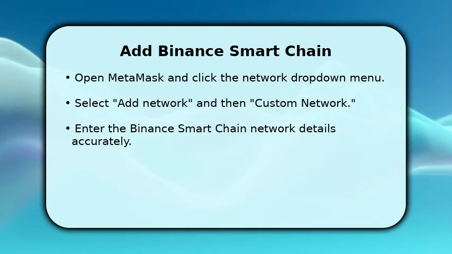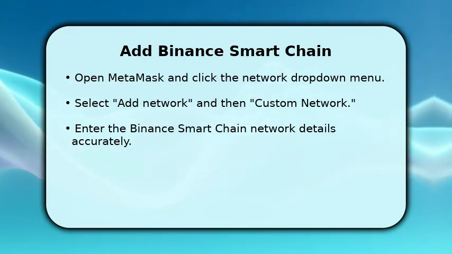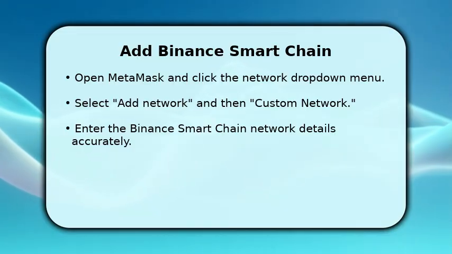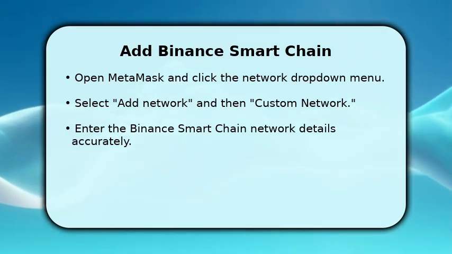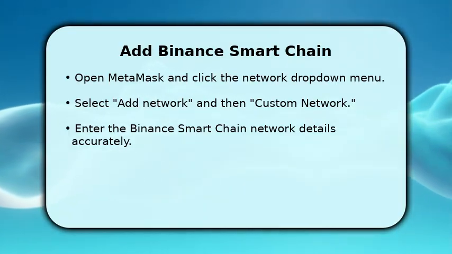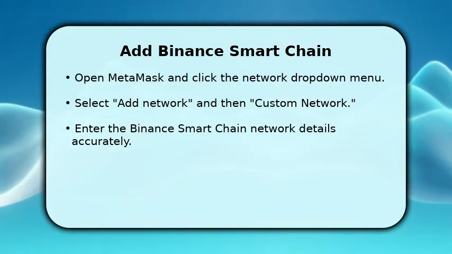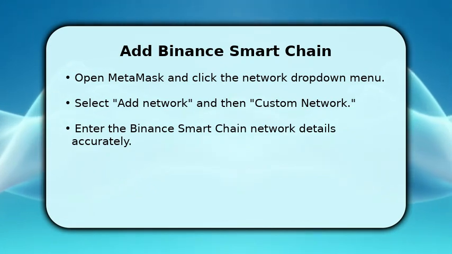Next, you need to add the Binance Smart Chain network to your MetaMask wallet. Open MetaMask, click the Network Selection drop-down at the top and choose Add Network. Then, select Custom Network and input the specific network details for Binance Smart Chain, including the network name, RPC URL, Chain ID, currency symbol, and Block Explorer URL. Double-check these details for accuracy before saving.